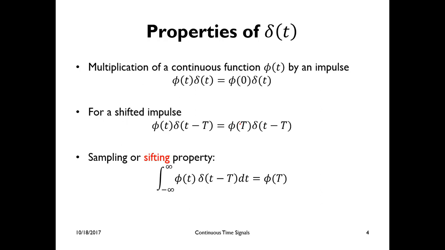I then have the sampling or the sifting property. So if I integrate the above expression, phi of t times delta of t minus capital T, then I'm simply going to get phi of capital T, my continuous function evaluated at capital T. And I can see this simply by making use of the above property, because this integral is simply going to wind up being phi of capital T, delta of t minus capital T, integrated over all of time. And then I can take out the constant term phi of capital T, and now I'm integrating my impulse over all the time, which we know to be equal to 1.